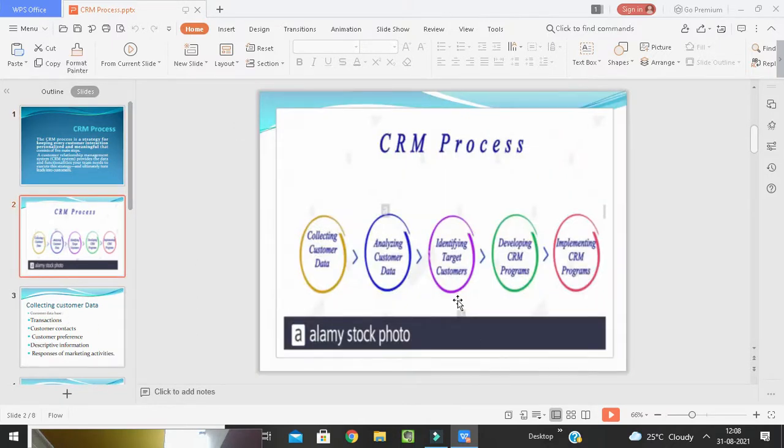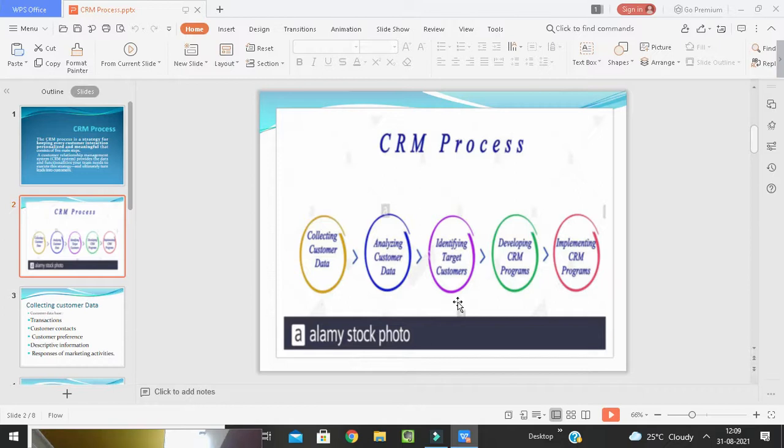First one is collecting customer data. What is the main customer data? Second one, analyzing the customer data. Once we get the data of the customer, we will check whether that data really belongs to the so-and-so customer. We'll analyze that. Then we'll go for the identification of target customers. Here we are going to identify the customers, their actions and their learning.